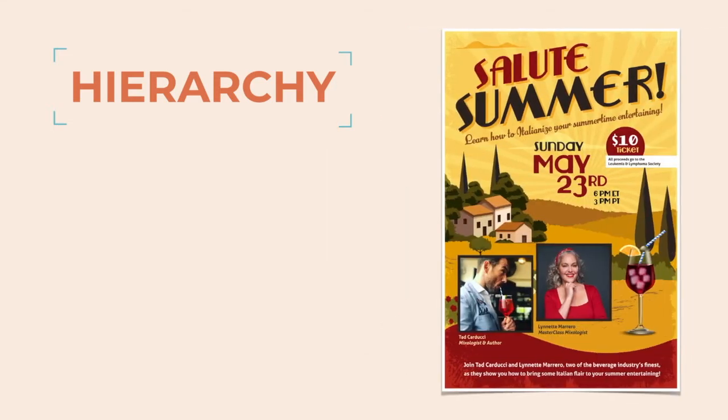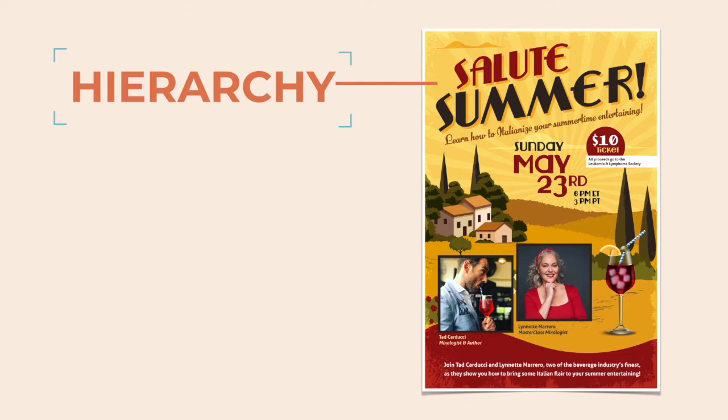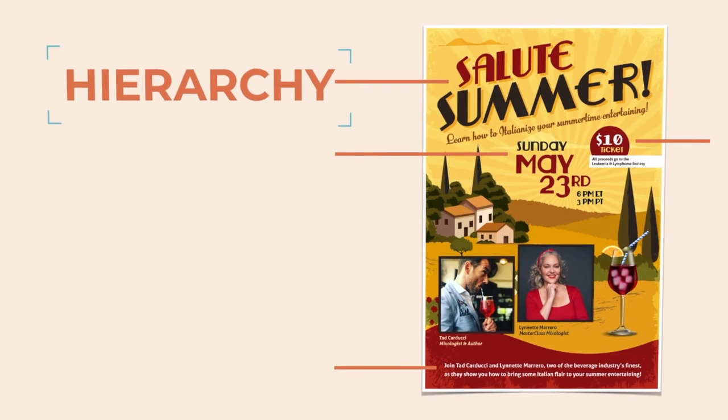Another quick example is this poster. Obviously you want to see the headline first. It was important for the client. They wanted summer to be the word that caught people's eye. Then you want them to know the date. Then they wanted the price, and then they wanted this information to be extremely secondary.